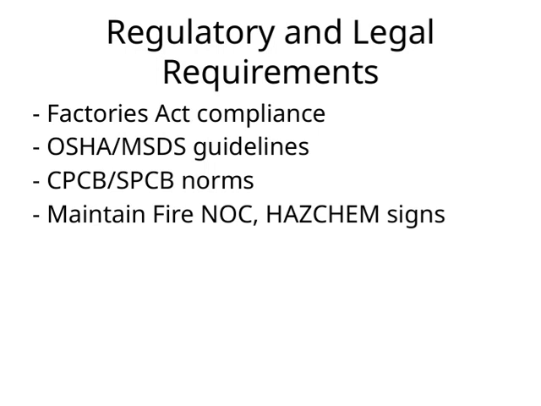Let's now discuss some of the key regulatory and legal requirements that are essential for our operations. First, compliance with the Factories Act is crucial. This ensures we adhere to safety standards, worker welfare, and operational efficiency. Next, we need to follow OSHA and MSDS guidelines, which are vital for maintaining a safe working environment and proper handling of hazardous materials. It's also important to stay aligned with CPCB and SPCB norms, as these govern our environmental responsibilities, helping us minimize pollution and protect the environment.